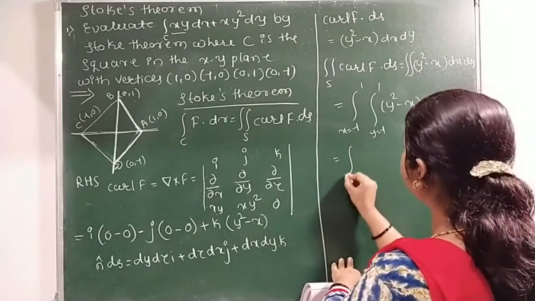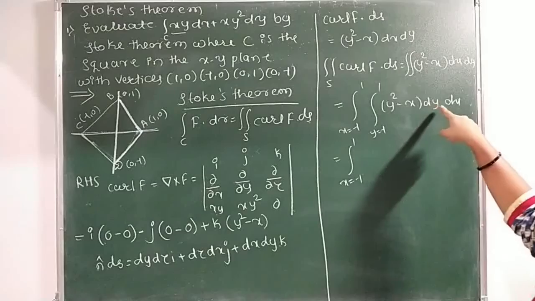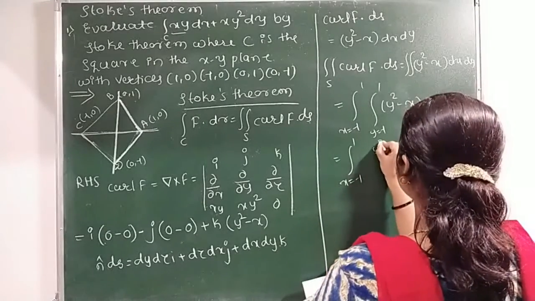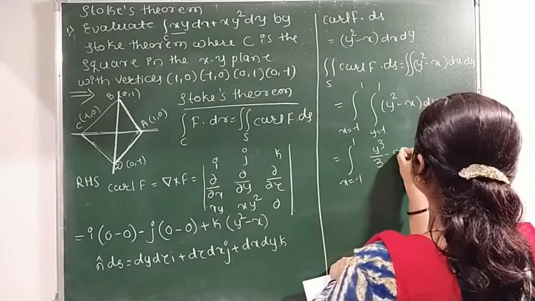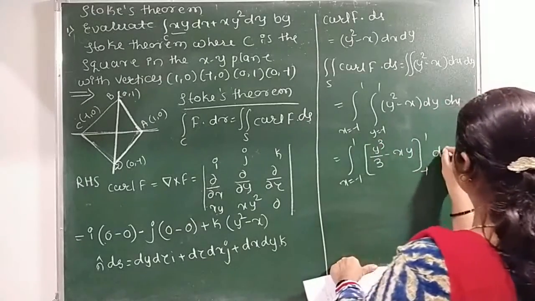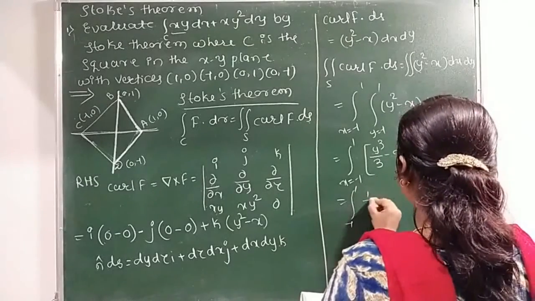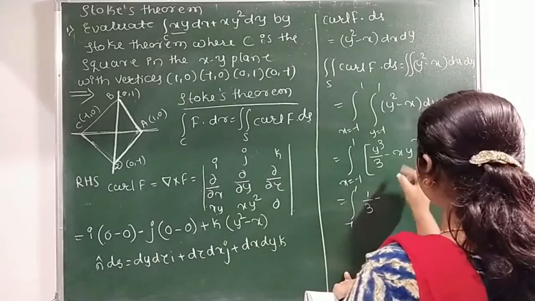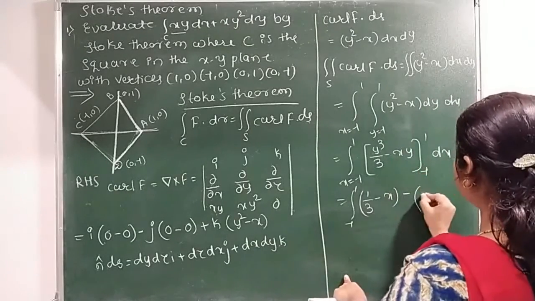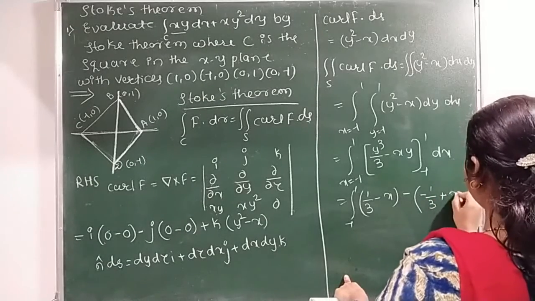Now apply the double integration here. x is equal to minus 1 to 1. You apply the integration for the y term. That will become y cube divided by 3 minus xy, from minus 1 to 1. The dx term you have to keep as it is. Minus 1 to 1, 1 divided by 3 minus x, minus minus 1 by 3 plus x.